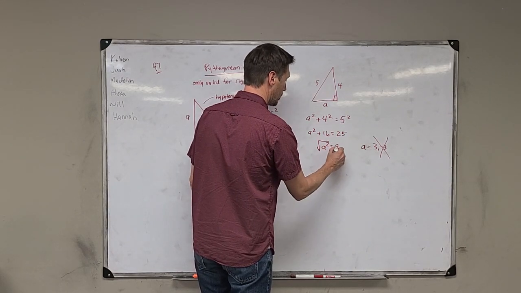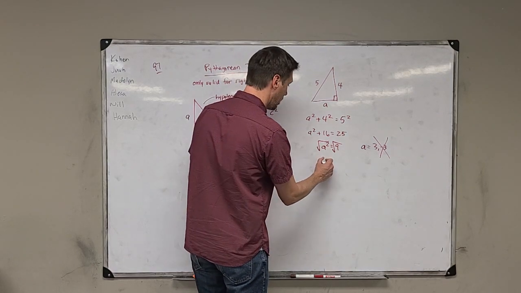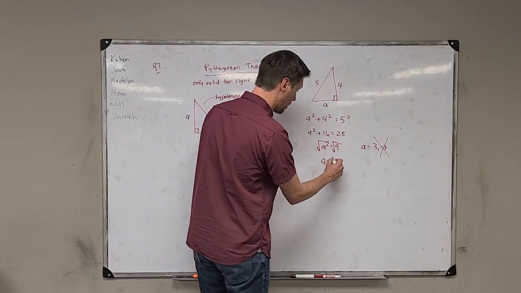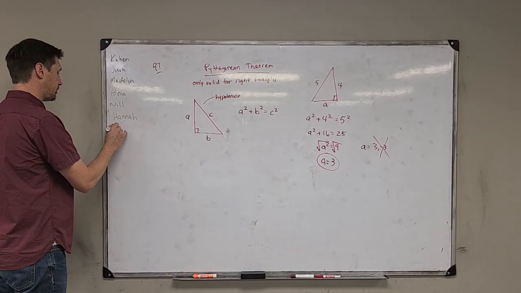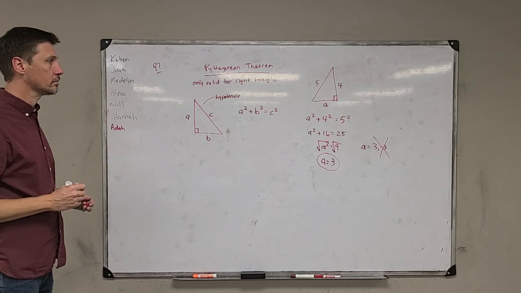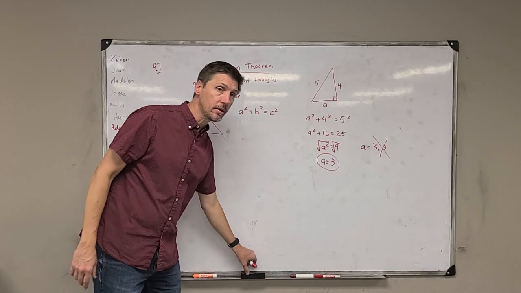here, we take the square root of both sides, all right? And what's the square root of a squared? A. And what's the square root of 9? 3, right? So that's our value for a. It's 3. All right, and so we use the Pythagorean theorem to figure that out.